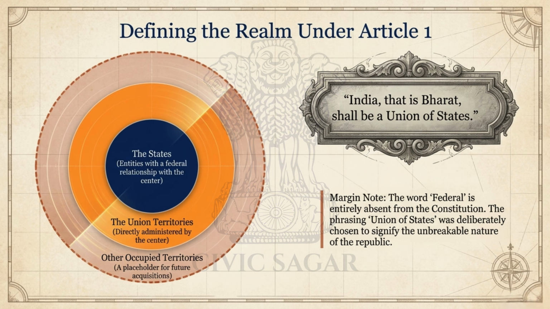for potential future additions. It is crucial to note that the word federal is entirely absent from the Constitution. The specific phrasing, Union of States, was a deliberate choice by the framers to signify that the Indian Republic is an unbreakable entity, not a result of an agreement among sovereign states.